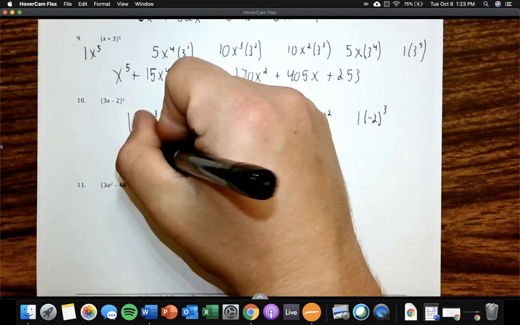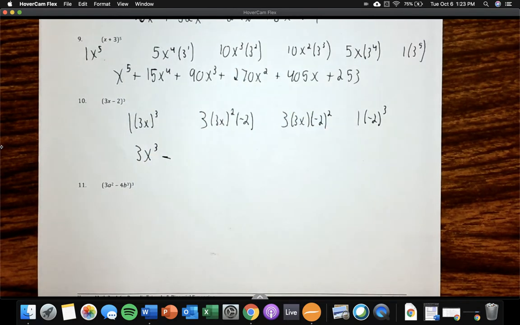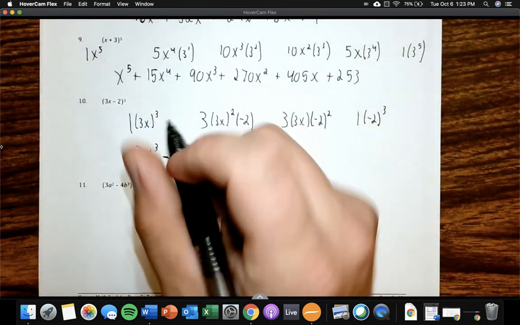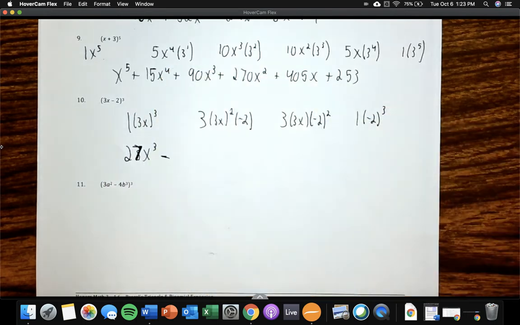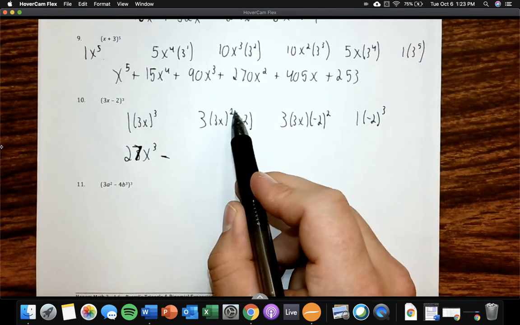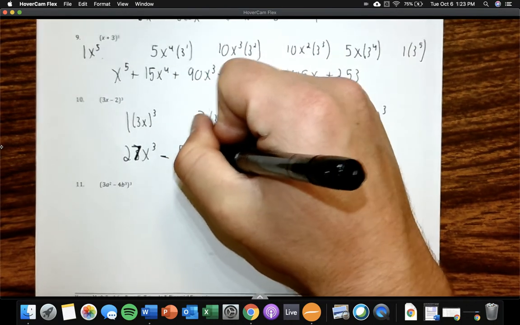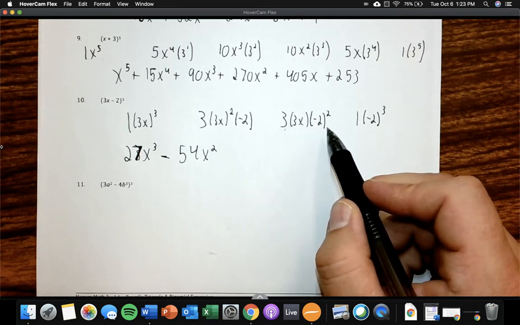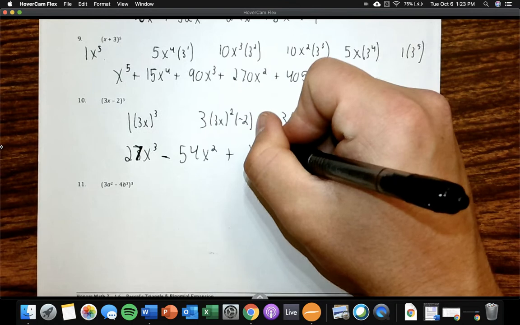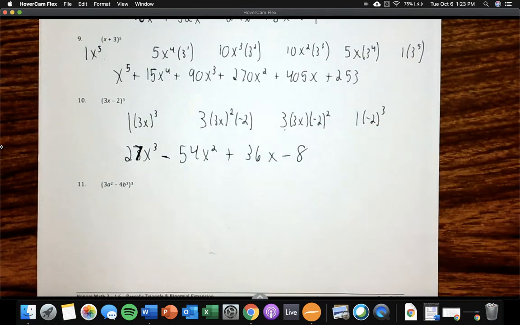Right, so it starts with 3x cubed. Here we're going to have minus, we have that negative there. Oh, I'm sorry, not 3x cubed. It's 3 cubed, which is 27. Right, 27x cubed. Then we're going to have 3 times 3 squared times x squared times negative 2, which ends up being negative 54x squared. Then 3 times 3 times x times negative 2 squared, which is 36x. And then minus 8.